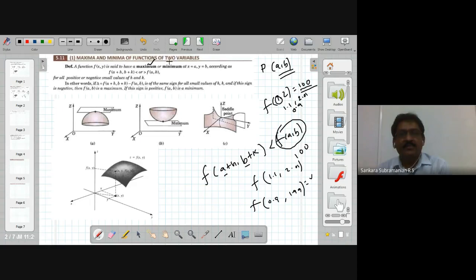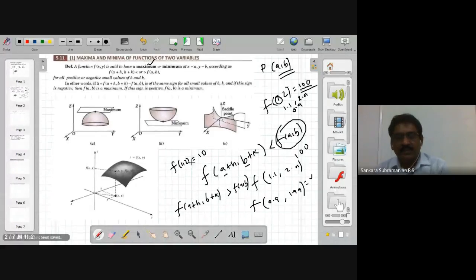Similarly, for minimum, this value f(a plus h, b plus k) must be greater than this value f(a, b). The same argument can be continued if you assume that f(a, b) at a particular point (1, 2) is, say, 10. So you claim that this is the minimum value. And in whatever interval you have, not (1, 2), we have taken somewhere else, say (3, 5), the minimum value has occurred and the minimum value is 10.